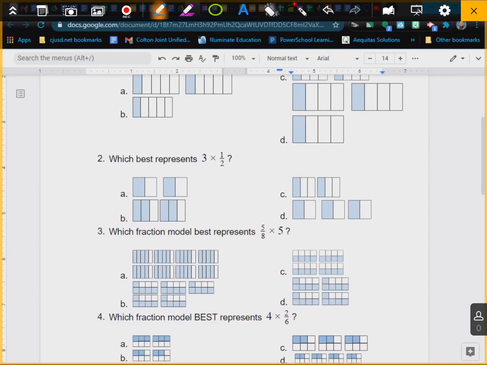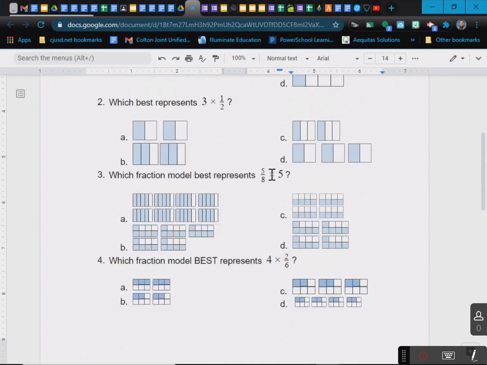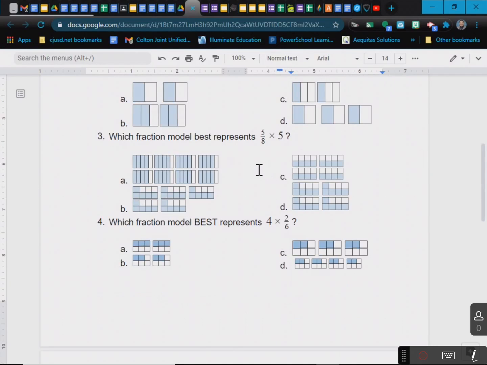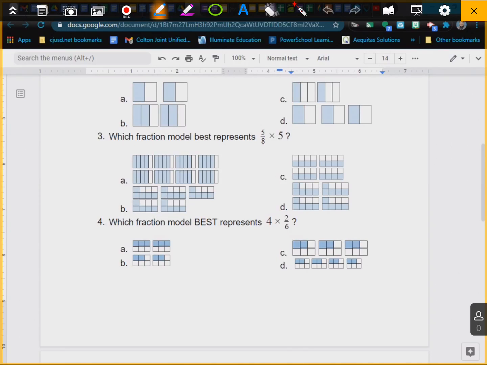So let's go ahead and look at number 3. I'm going to pause it and give you guys a chance to solve it yourself, okay? It says, which fraction model best represents 5/8 times 5? Go ahead and pause and see if you can find the fraction model that best represents 5/8 times 5.